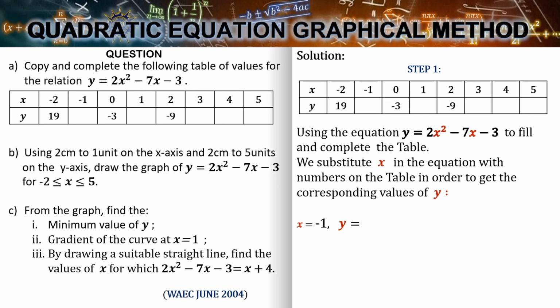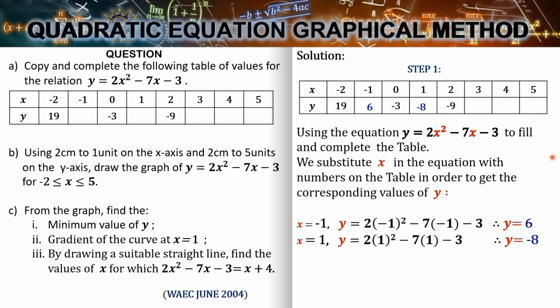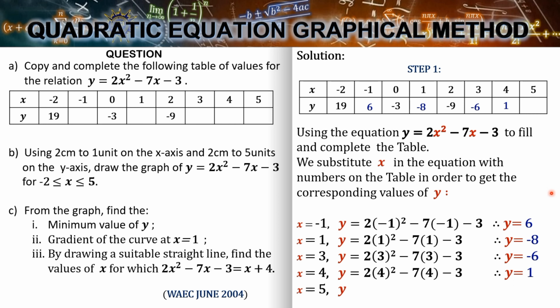So where x is equal to minus 1, we substitute minus 1 into the equation, we have y equal to 6. Where x is equal to 1, we substitute into the equation, we have y equal to minus 8. Where x is equal to 3, we substitute into the equation, we have y equal to minus 6. So until we get to the last one where x is equal to 5, and when we substitute, we have y equal to 12. Okay, we have successfully completed the table. So next, we'll go to plotting of the graph.